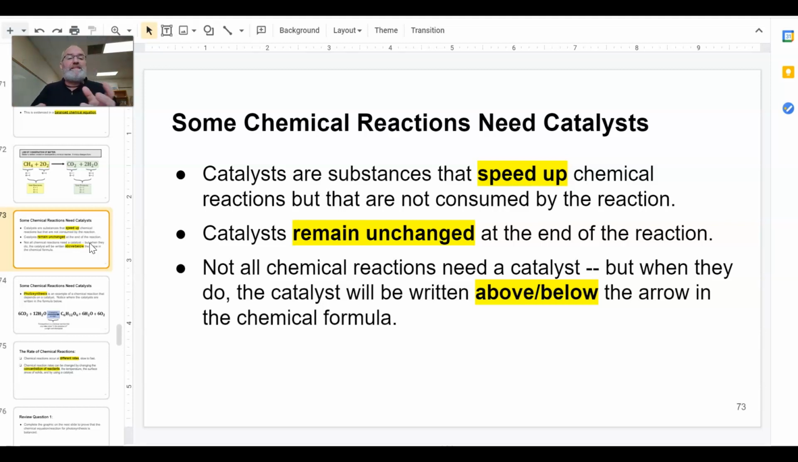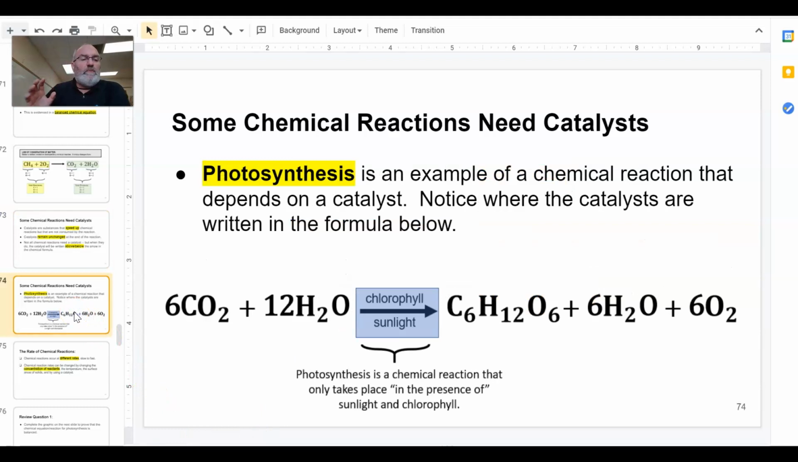In the presence of something, the chemical reaction will get faster. And we always write the catalyst above or below the arrow in a chemical formula. Now, that may seem really confusing to you, but I'll show you one that I'm sure you'll understand.